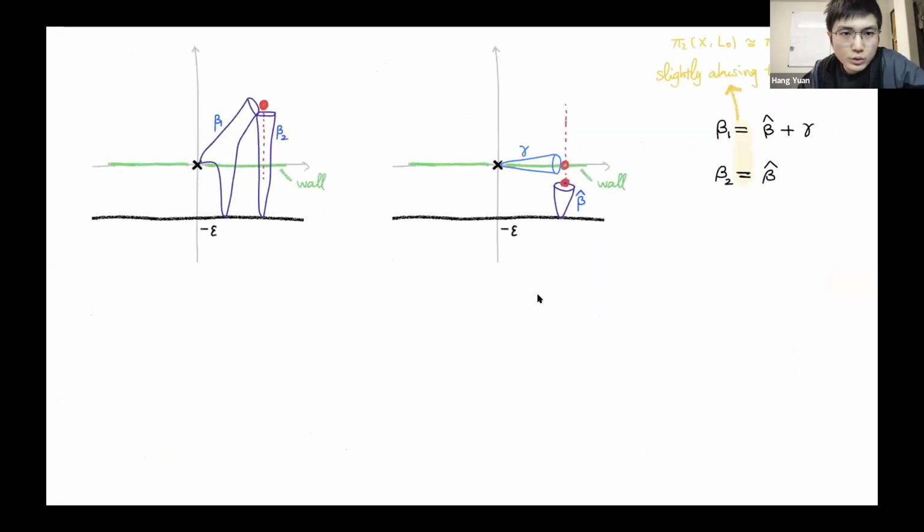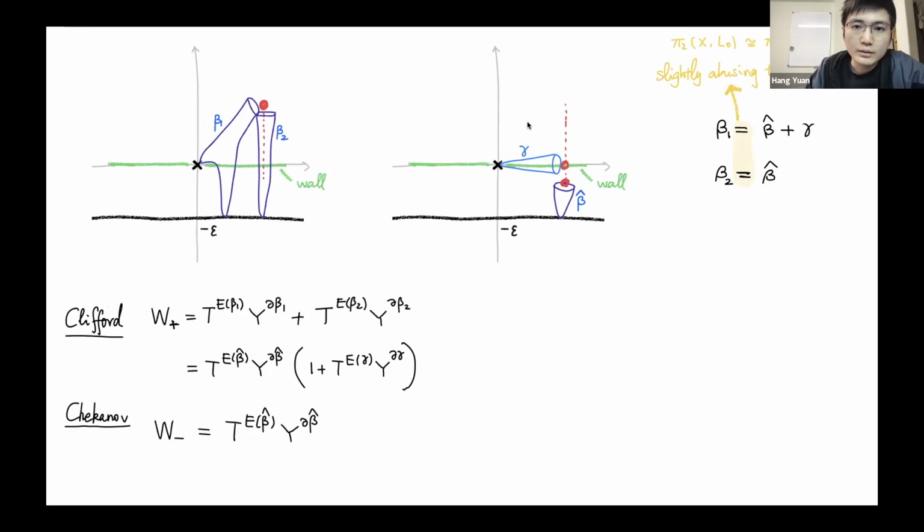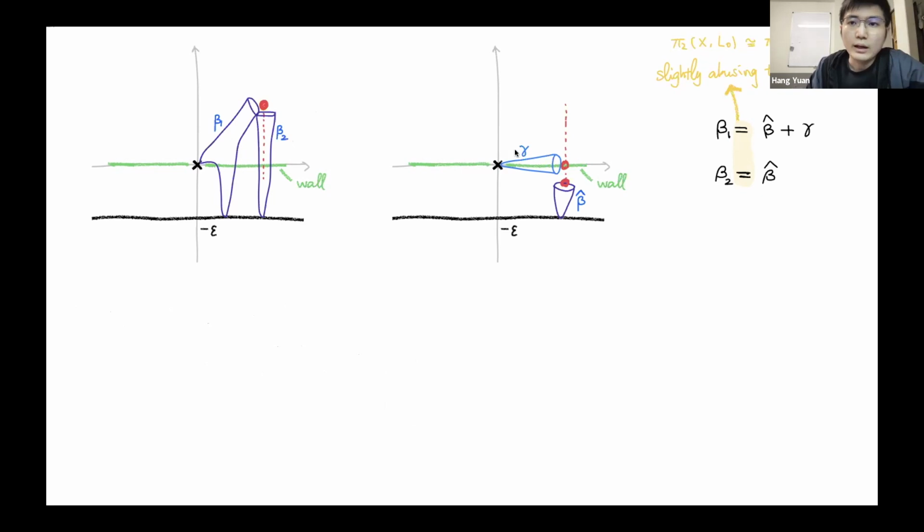Okay, and next I want to consider the wall-crossing phenomenon. Suppose we have a Lagrangian isotopy starting from a Clifford torus and ending up with a Chekanov torus. Then for the Clifford torus, you have beta 1, beta 2, which correspond to the toric disks. And if you go along the Lagrangian isotopy, beta 1 splits into gamma and beta hat.